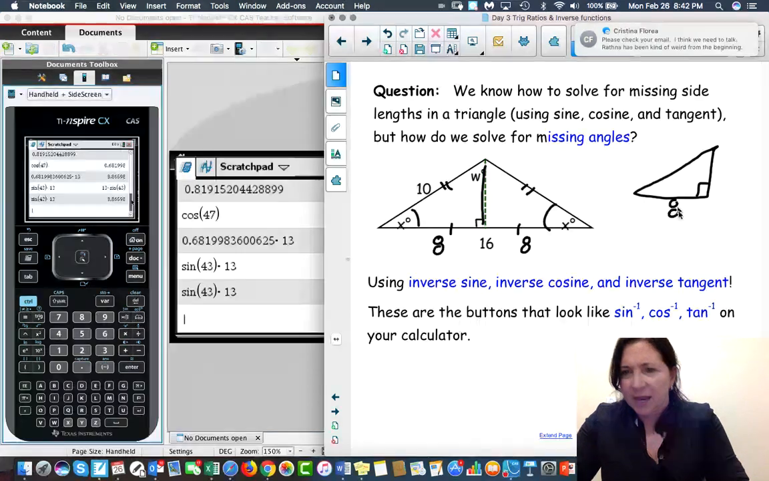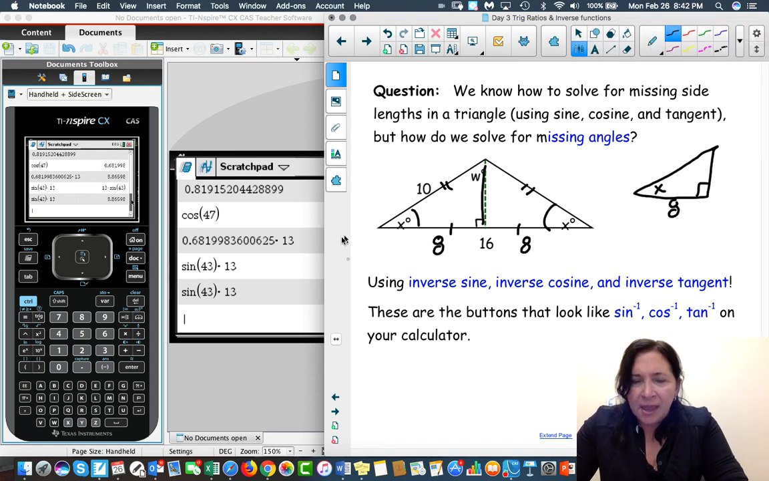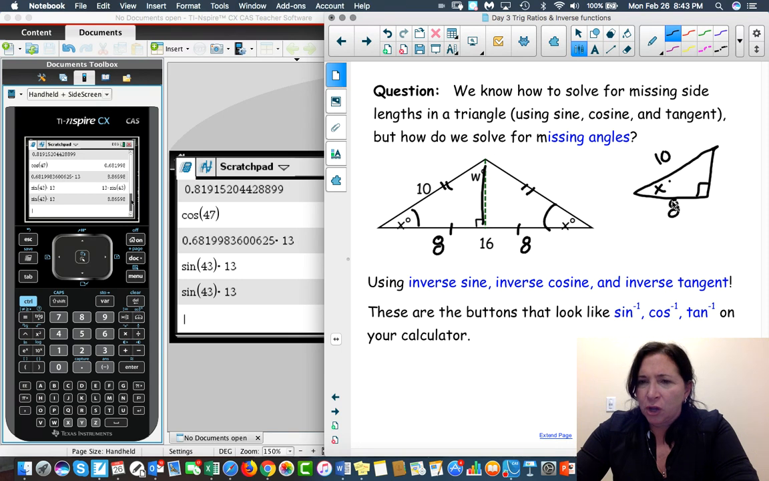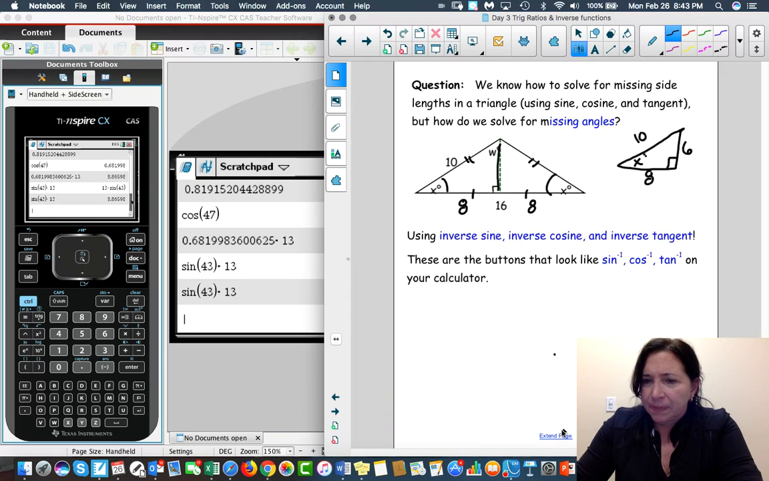So here's 8 here, all right? So I'm trying to find X, and in doing that, this is 10 here, okay? So of course I know if this is 10 and this is 8, this is a 6, 8, 10. But aside from that, I want to use sine, cosine, or tangent to solve this. So this is what's going to happen, okay?